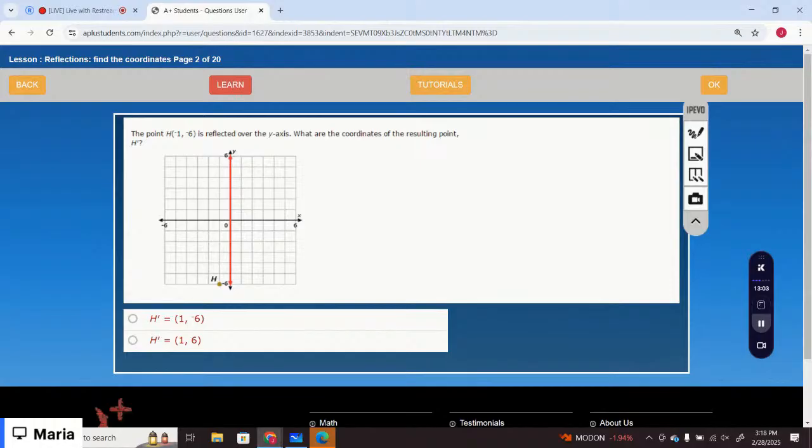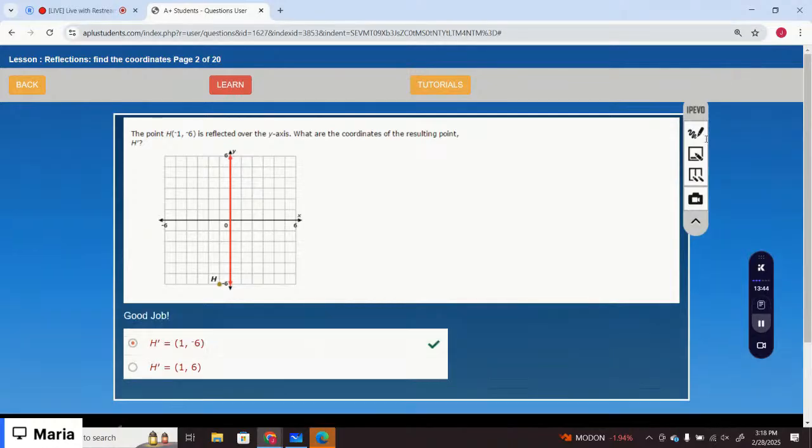The point H dash (-1, -6) is reflected over the y-axis. What are the coordinates of the resulting point H dash? So the point H is (-1, -6). So it would be reflected over the y-axis. That is 1 point left of the y-axis, so the reflected point is 1 point right of the y-axis. So that is (1, -6). Option number 1 is the correct option.